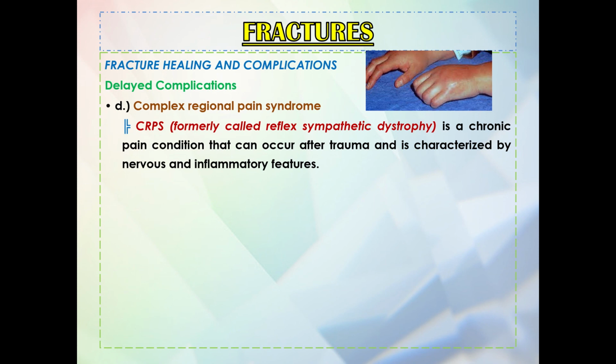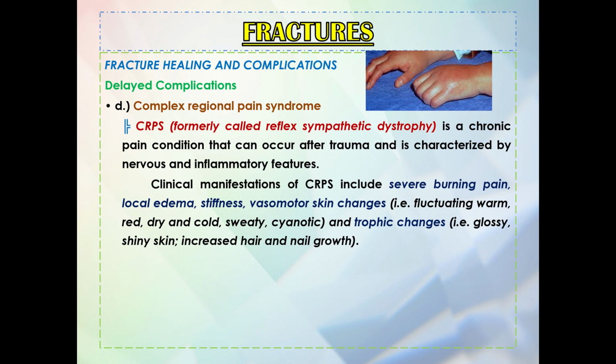And then after that, the fourth delayed complication sa ating fractured bone is the CRPS. Pag sinabing CRPS, complex regional pain syndrome. Again, CRPS, complex regional pain syndrome. So it is formerly called reflex sympathetic dystrophy. So it is a chronic pain condition that can occur after trauma and is characterized by nervous and inflammatory features. Again, ito yung pain na nararamdaman ni pasyente after yung trauma and characterized by nervous and inflammatory features.